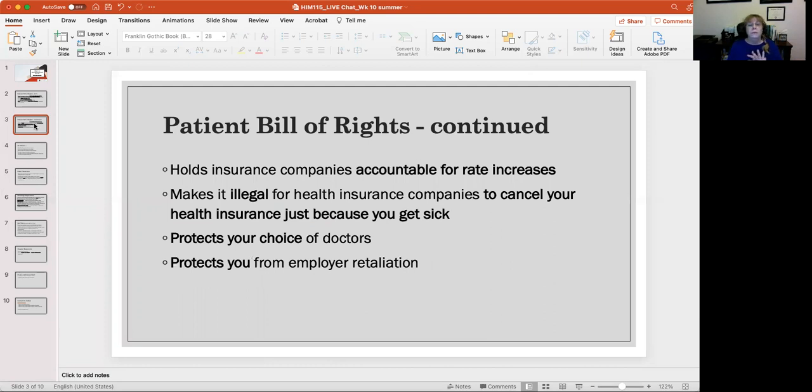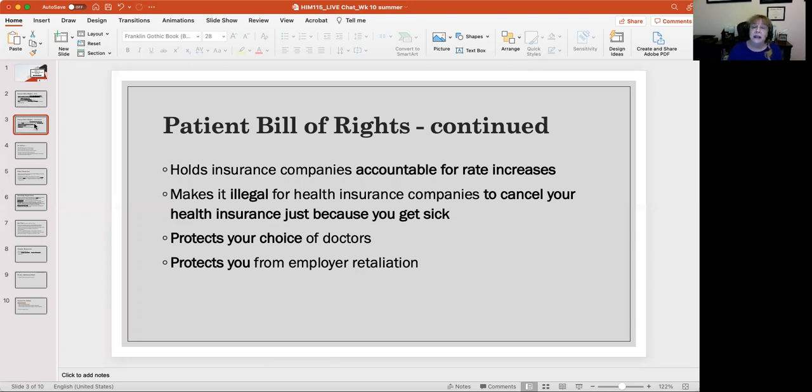Okay. The Bill of Rights continues to assure you as a patient, and ensure you as a healthcare professional, that insurance companies cannot just raise rates. They can't just do that. They have to be accountable, which means they have to have a decent reason why. In other words, cost of living increase or something like that, but they cannot just raise your rates. They used to do that too.